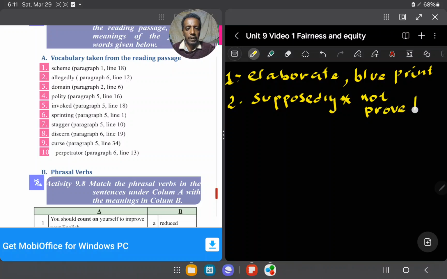It is declared but not proved. This is the meaning of allegedly. Domain means scope or part of something. Number 3, it is scope or part of something.